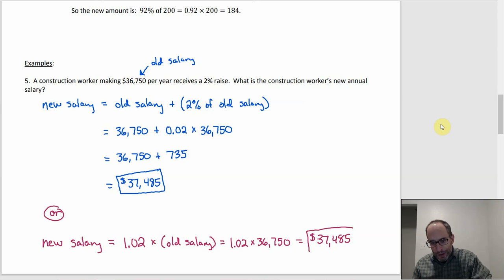So you could do it that way too, right? If you would view a 2% raise as, oh, I just take the old salary and multiply it by 1.02, yep, you'll get to the same place. So either way will work.